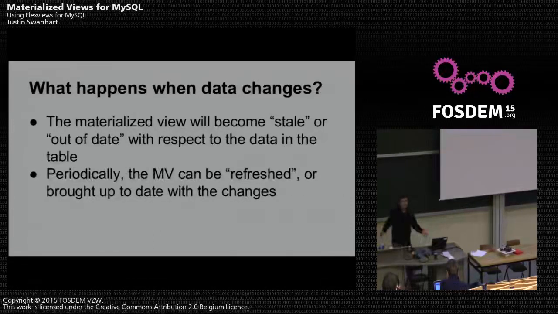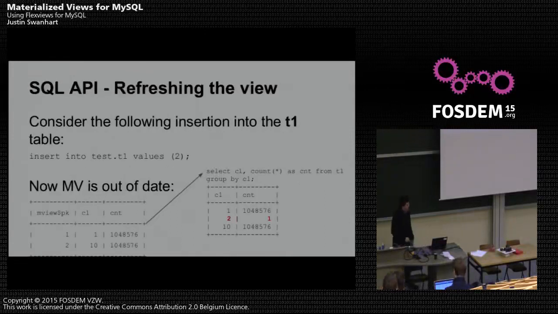So what happens when the data changes, right? Well, we have to update the materialized view so it's no longer stale, right? So it gets stale or out of date. So we periodically refresh the materialized view. So let's say we insert a new value, value 2. The MV is out of date. We don't see 2 in the materialized view, right? So we have to refresh it. If we run the real select, we can see that there's that 2 there, right? So we know that it's out of date.